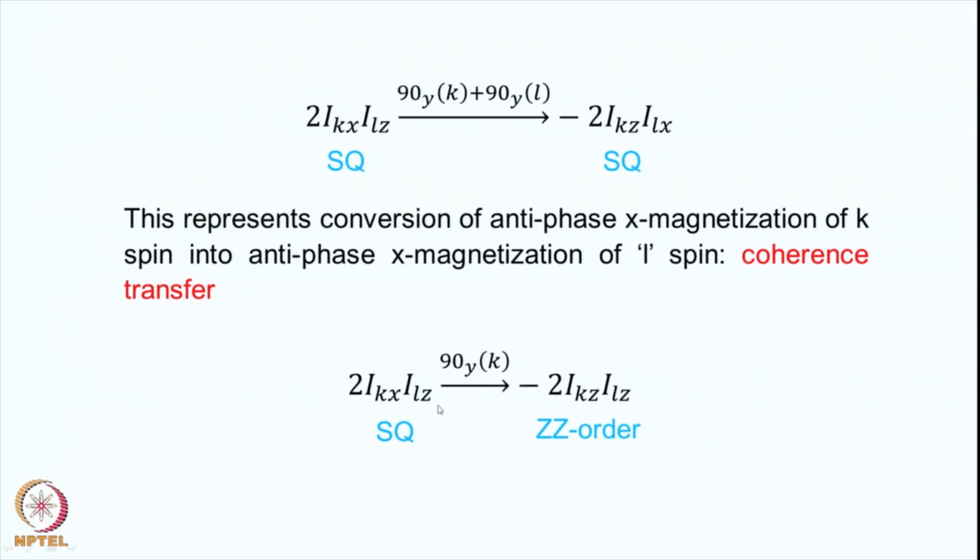Now this antiphase magnetization has got transformed into ZZ order. ZZ order has to do with the order of the populations in the two states on the top, the alpha alpha state and the beta beta state, as we had discussed earlier. So this antiphase magnetization of the K spin is getting transformed into ZZ order. Simply by changing what kind of pulses we apply, we get different kinds of transformations of the basis operators.